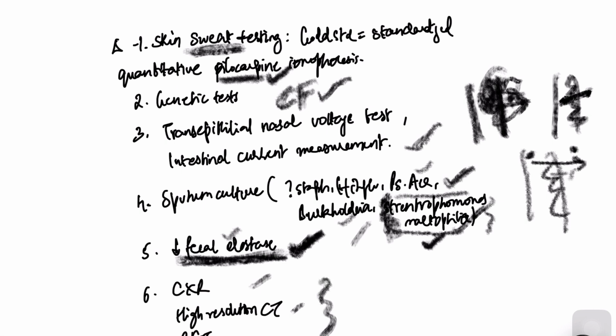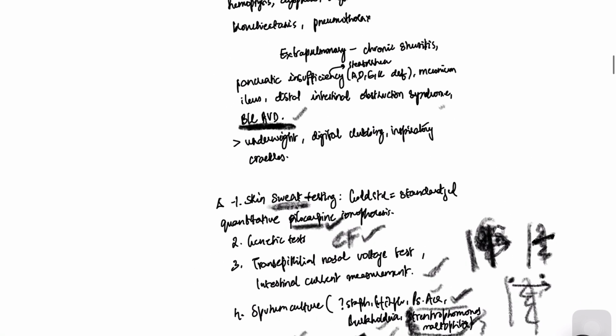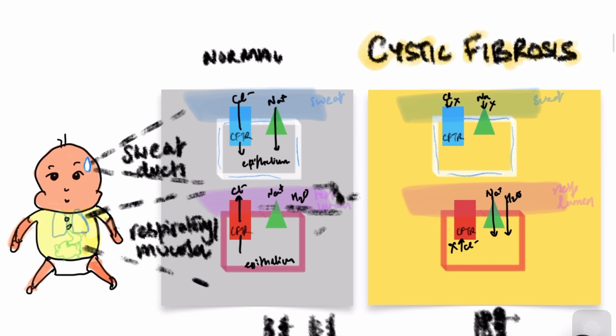You can do a chest x-ray, high resolution CT, pulmonary function test to assess where the lung is at. Typically you would see an obstructive picture because of the blockage of the airways, because of all the mucosal plugging. And that was about the clinical features, diagnostics, and pathophysiology of cystic fibrosis.